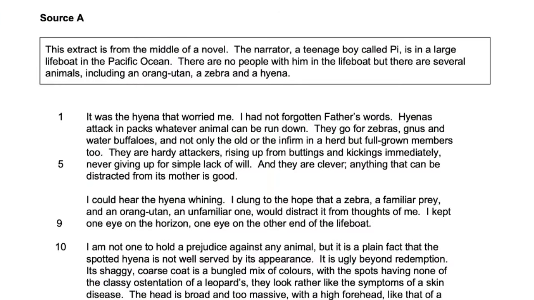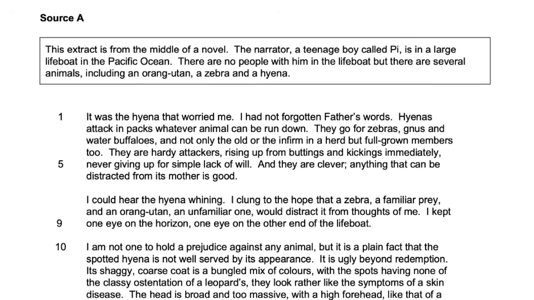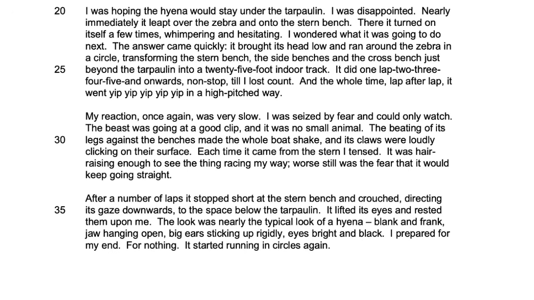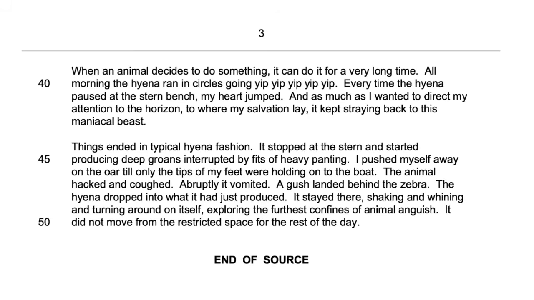From the beginning, I've selected the first line, "It was the hyena that worried me," a focus which establishes the hyena as a threat and creates an internal focus on the character's emotions. From the middle, we could analyse either the shift in focus to a detailed description of the hyena's appearance in a bungled mix of colours, or perhaps the rise in tension as the hyena did 1 lap, 2, 3, 4, 5 and onwards. From the ending, we could analyse the contrast in behaviour as the hyena did not move from the restricted space for the rest of the day, creating an anticlimax and reducing the tension for the reader.